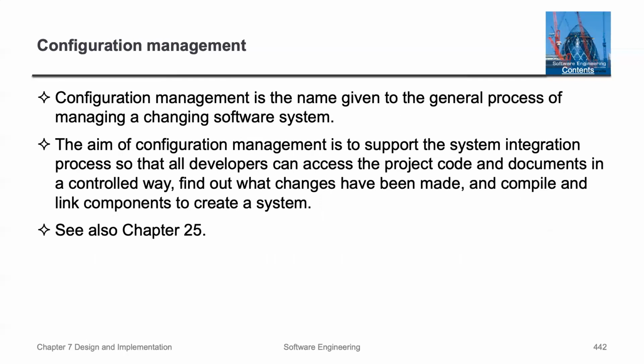In terms of configuration management, configuration management is the name given to the general process of managing a changing software system. The aim of configuration management is to support the system integration process so all developers can access the project code and documentation in a controlled way, find out what changes have been made, and compile and link the components to create a system. And for more details, one can look over at chapter 25.